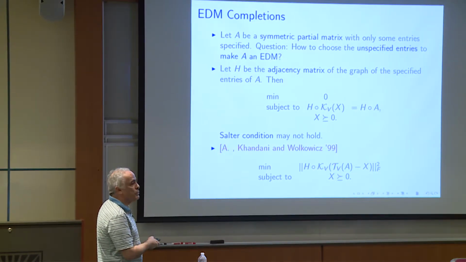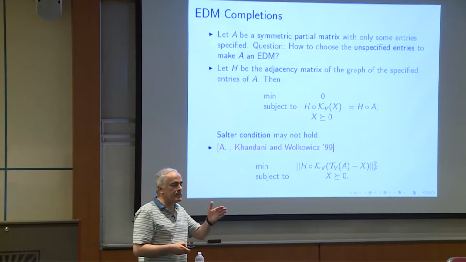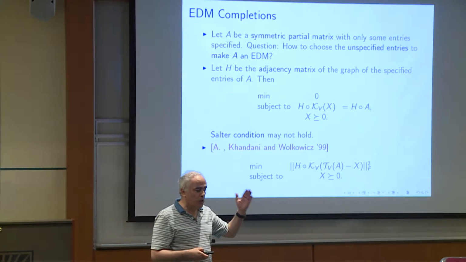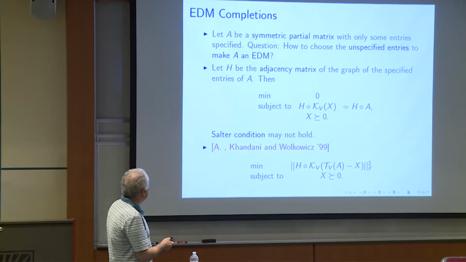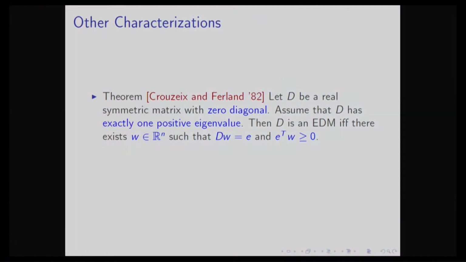Also, this solves another problem. If you are looking for the closest EDM to a given matrix, you can also formulate it in this way. Okay, so that's what I call the basic characterization or the fundamental characterization.